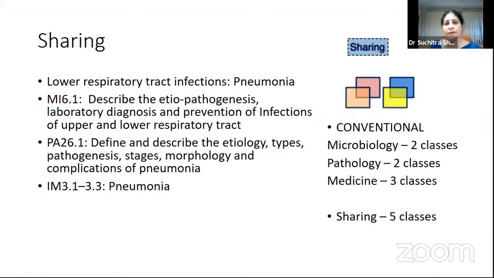Moving on to the other methods of integration, sharing, with lower respiratory tract infection, this we have also tried for the last 5 years in our institution. Now there are 3 different competencies, one in microbiology, one in pathology, and one in medicine, which are all directed towards pneumonia. If we go by the conventional method, we would take around 2 classes to talk about community acquired pneumonia. I'm talking only about community acquired pneumonia, not the rest of them.